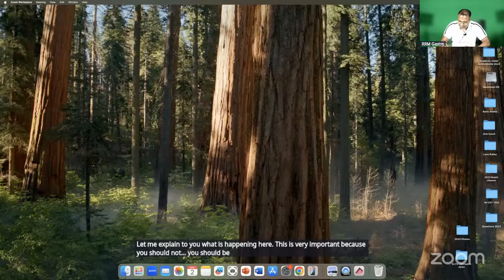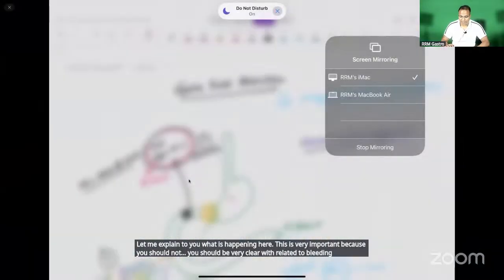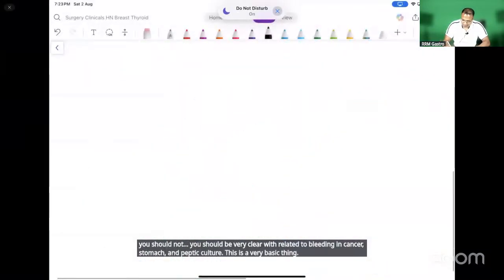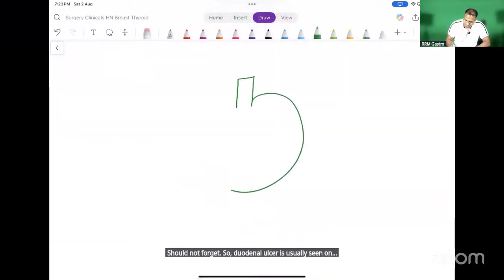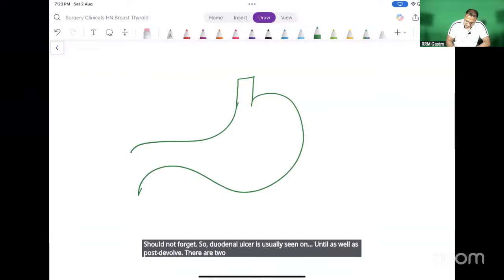Let me explain what is happening here. This is very important because you should be very clear about bleeding in cancer stomach and peptic ulcer. This is a very basic thing, you should not forget. Duodenal ulcer is usually seen on the anterior wall as well as the posterior wall, in the first part of the duodenum.